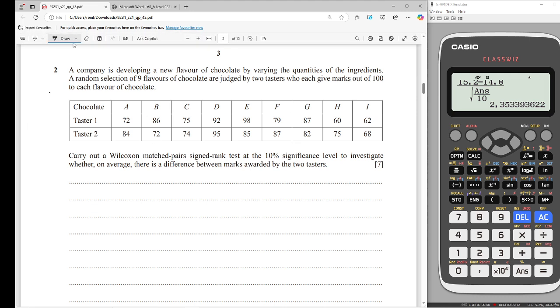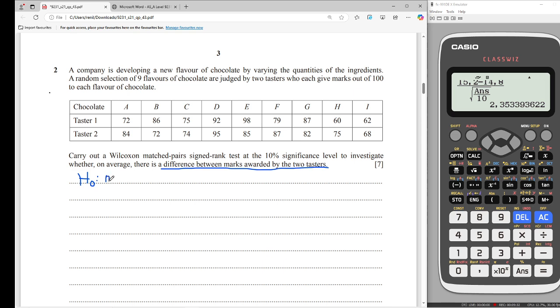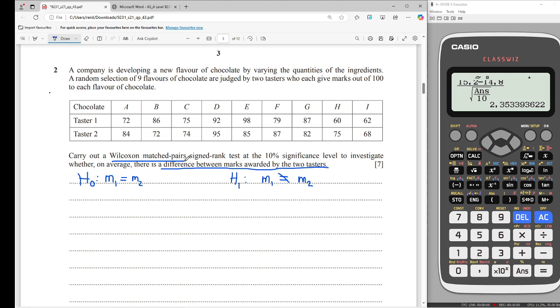For this we have to obviously state the hypothesis first. Put H null, and it says that we have to test whether there is a difference between marks awarded by the 2 tasters. We always talk about population medians when it comes to the Wilcoxon matched pair rank test. So M1 is equal to M2, and H1, the alternative hypothesis, says that the population medians are not equal. Remember, mean is used by inferential stats and population medians are used by non-parametric tests. So this is a non-parametric test, Wilcoxon matched pair, so we have to use a non-parametric formula, which is going to relate to population medians.